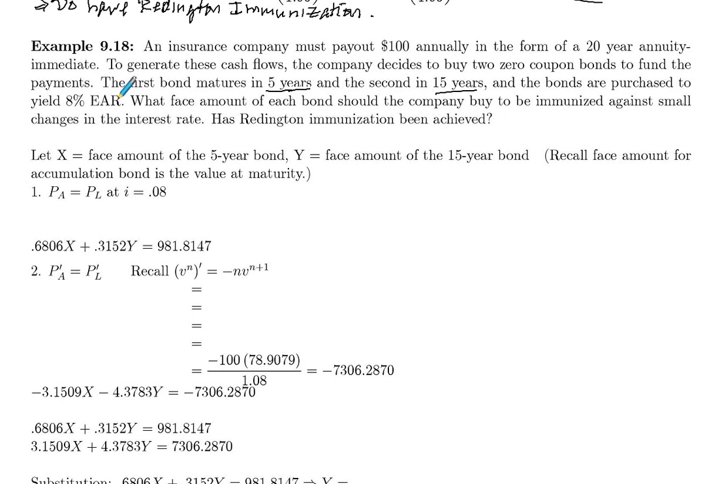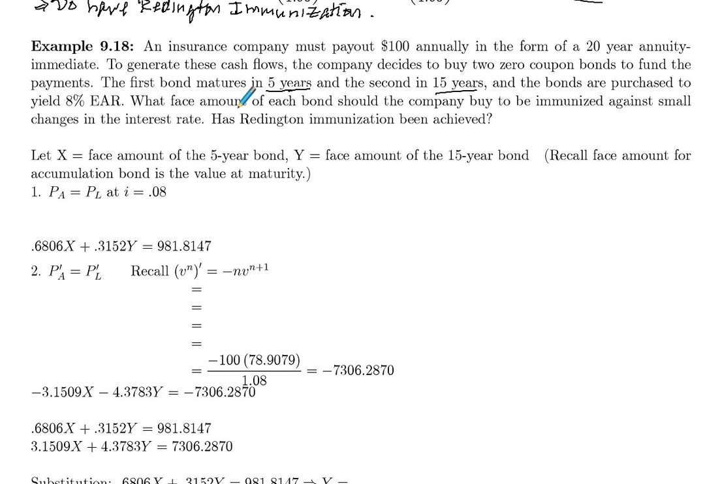So these are zero-coupon bonds, so they're only going to have 2 asset cash inflows, but they're going to have 20 $100 cash outflows. And then these bonds are going to be purchased so that they yield 8% effective annual rate. And we want to know what face amount for each bond should the company buy. So this effective annual rate, the yield on those zero-coupon bonds, would actually be determined by whatever current interest rates are now. So by knowing what current interest rates are, then they can find what the yield on the bonds will be. So this is determined for us in this particular example. We didn't have to compute it.